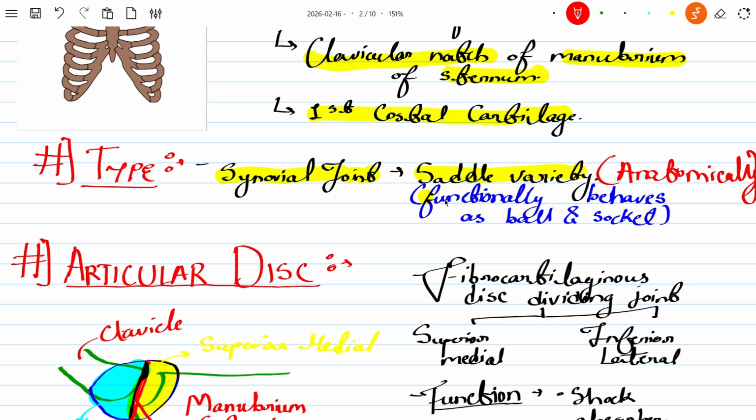But if we go for functional, it behaves like a ball and socket joint.